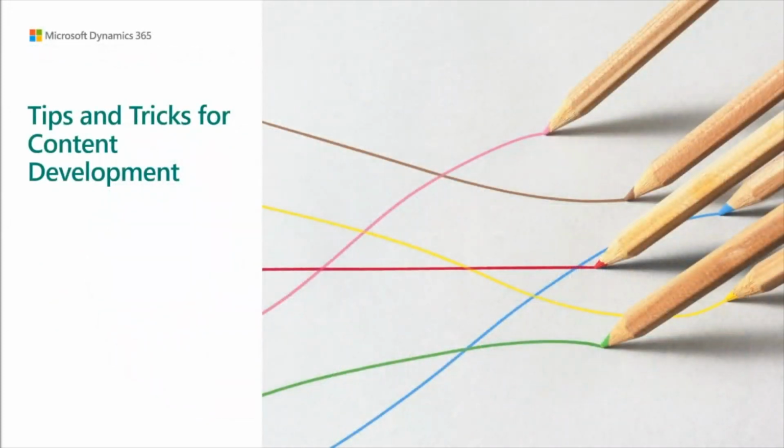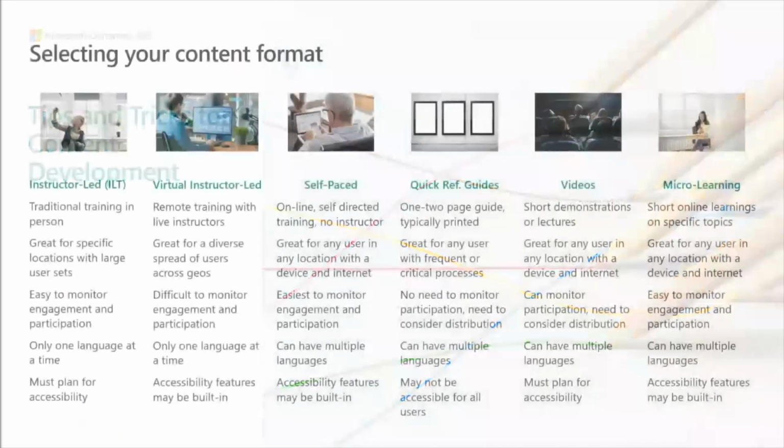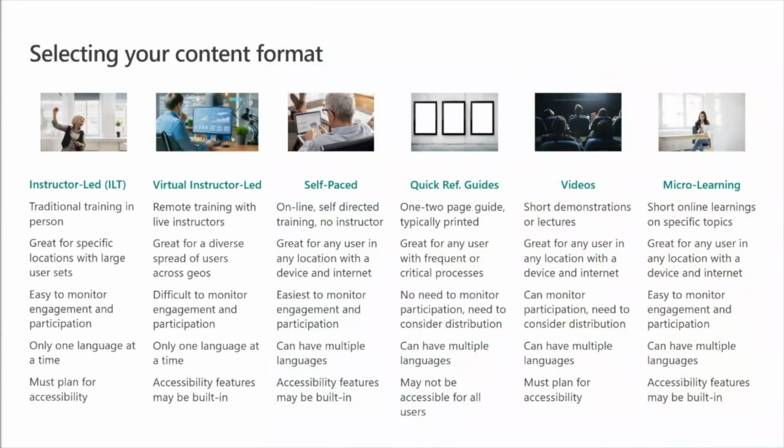So, now that we've talked about the 8 adult learning principles, I want to switch gears to look at how to create some content. So the first thing you'll need to decide is which training and content formats you want to produce for your project. These 6 formats are the most common formats, but by no means are a comprehensive list of all the types or variations of formats that can be created.